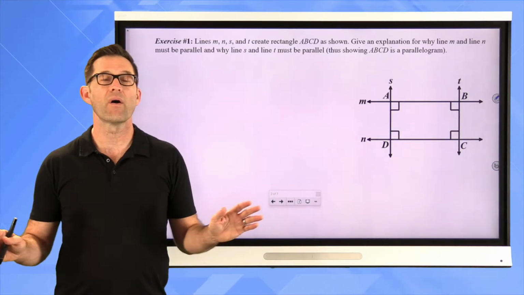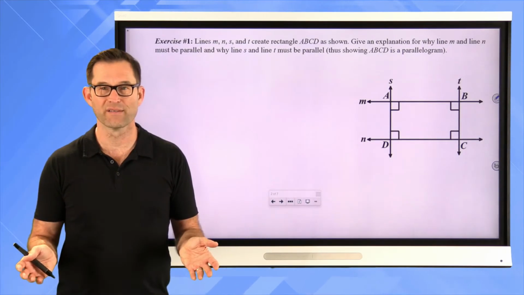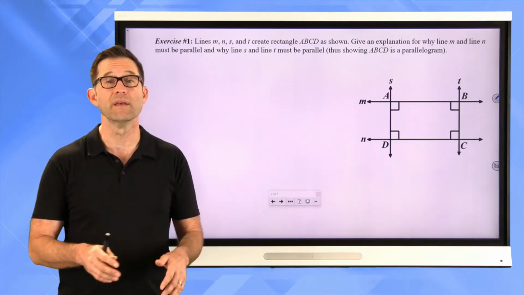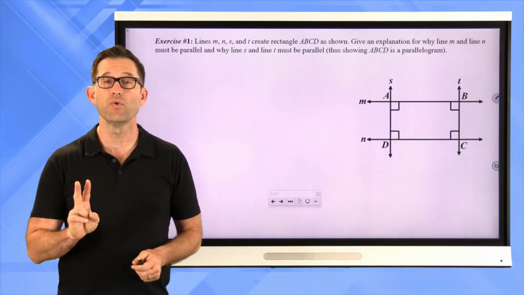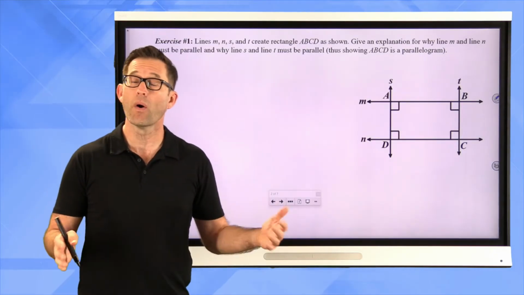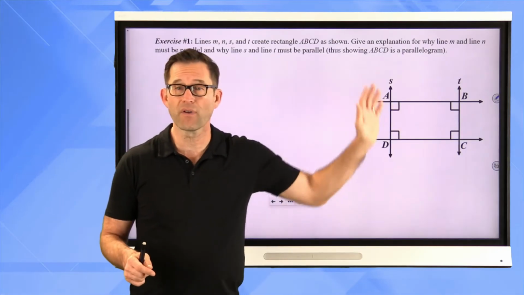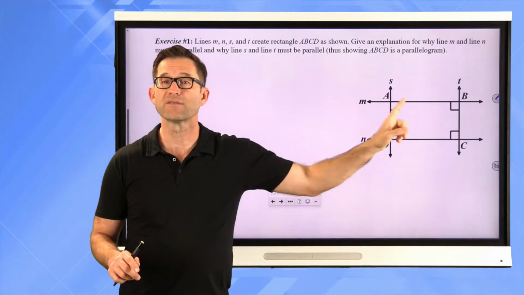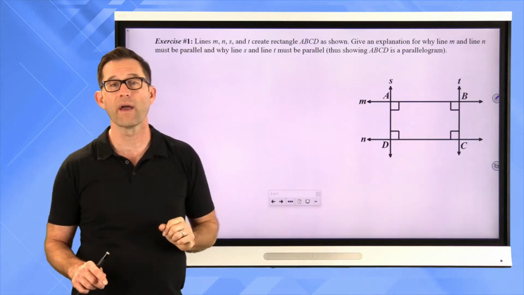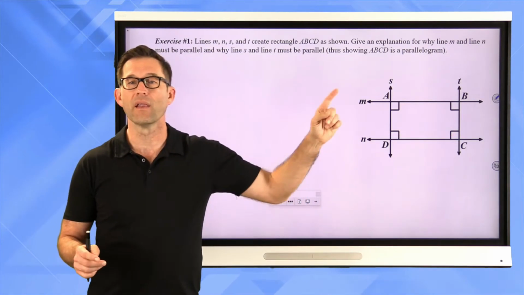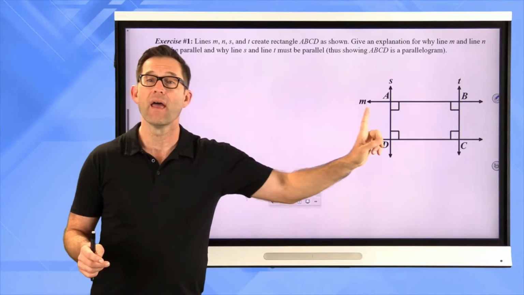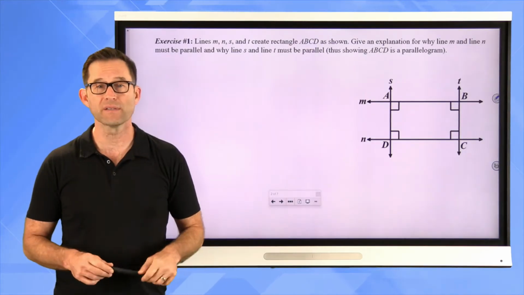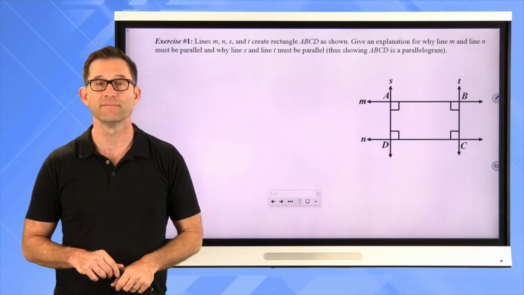All right, well, there are tons of different ways to do this, but keep in mind that at the end of the day, a parallelogram is a quadrilateral that has 2 pairs of parallel sides. So what we want to think about is, okay, if I've got 2 lines here and 2 lines here that intersect such that these 4 angles are all right angles, how can I claim that line M is parallel to line N and line S is parallel to line T? What I'd like you to do is pause the video now and consider that question.